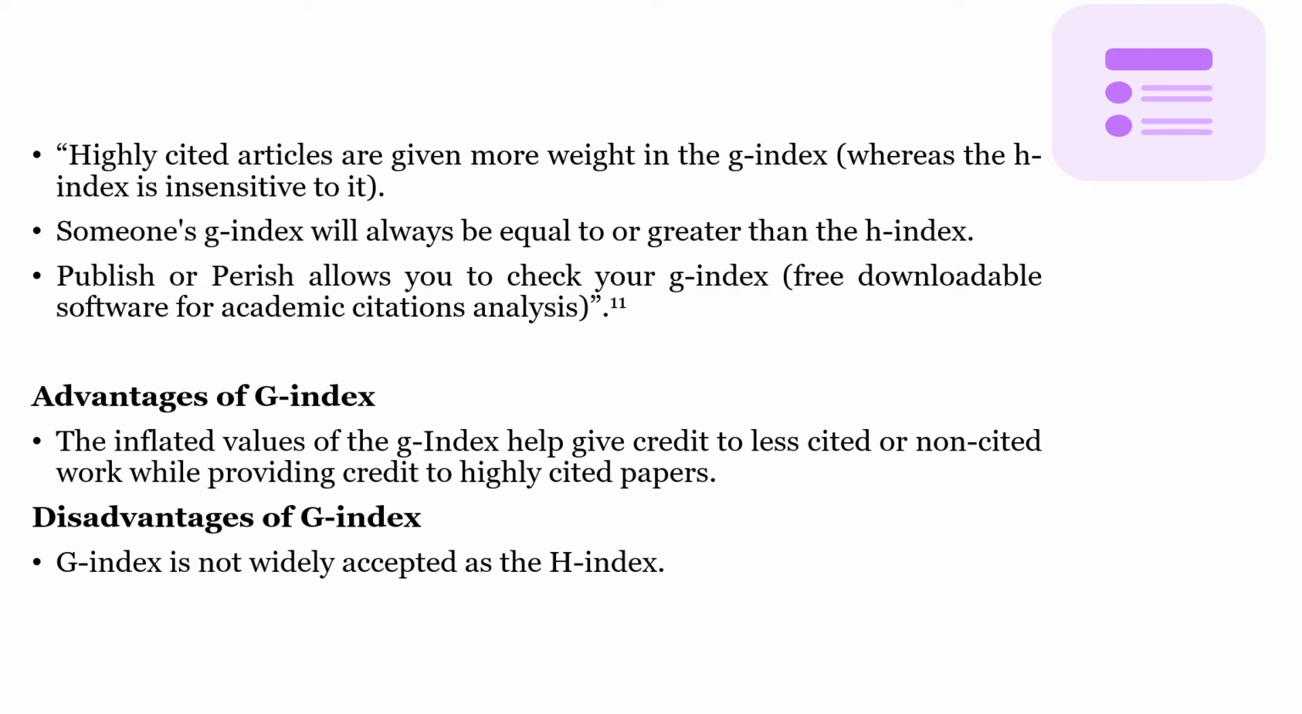Publish or Perish allows you to check your G index. These are freely downloadable software for academic citation analysis. The advantage of G index is that the inflated value of the G index helps give credit to the less cited or non-cited work while providing credit to highly cited papers. Whereas the disadvantage is that the G index is not as widely accepted as the H index.